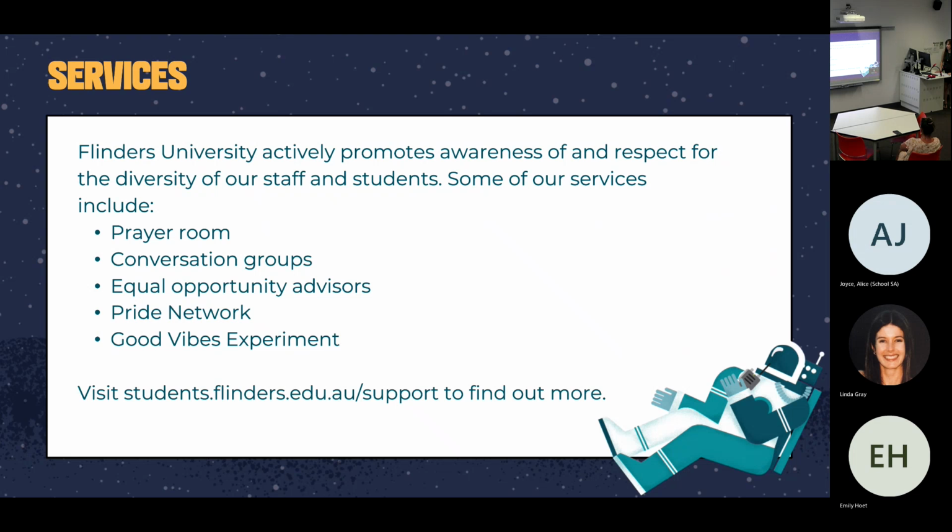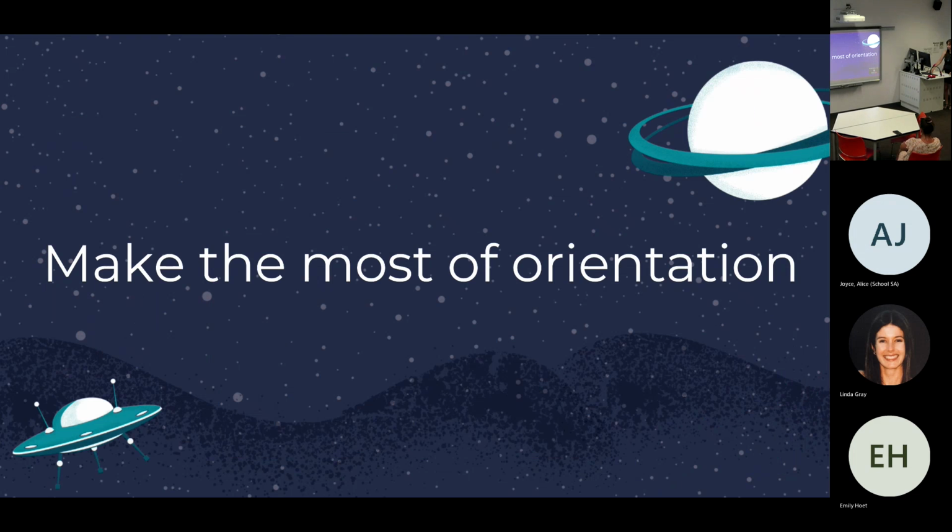Flinders University promotes awareness and respect for the diversity of staff and students. So we also have a prayer room, conversation groups run by Oasis, equal opportunities advisors, the Pride Network, and the Good Vibes mental health experiment. So if you want to know any more about those, again, follow the link, or you can ask me for further information. There's prayer rooms in various buildings, but one down at Flinders Hub as well.